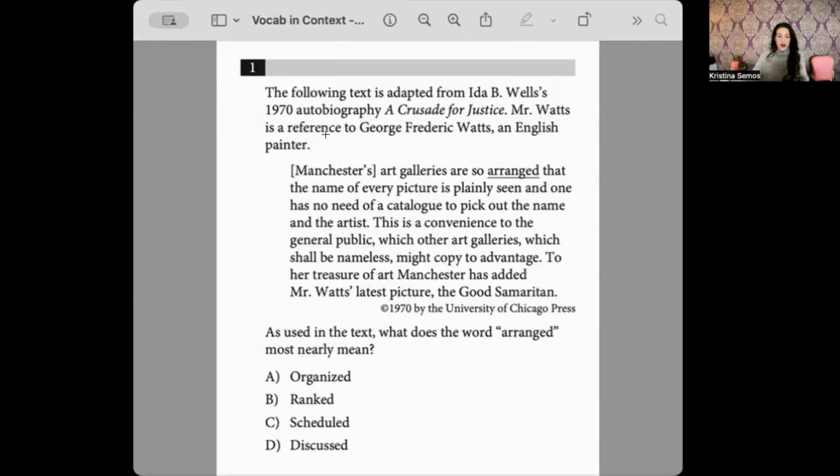So you understand what this might look like in real life, I'm going to show you a question from one of the linear practice tests from the College Board. So here you go. They give you a text up here, and then it says, "As it's used in the text, what does the word 'arrange' most nearly mean?" The word arranged is underlined. So the word already exists there, but they're asking you what else it means.